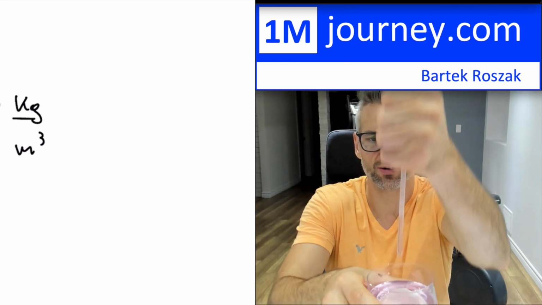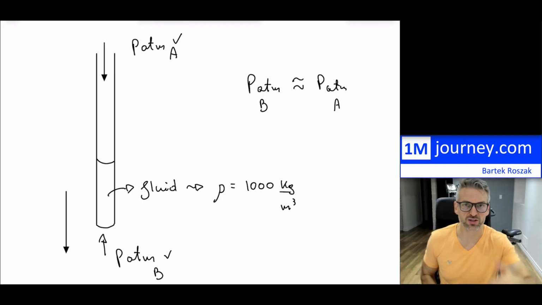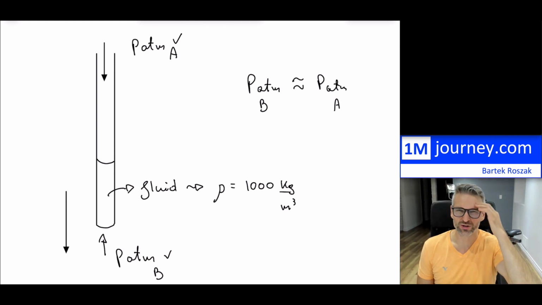It kind of makes sense. Gravity is pulling this down as it falls through. So that's fine. But as long as I hold the actual straw, what's happening? Why isn't the fluid falling down?